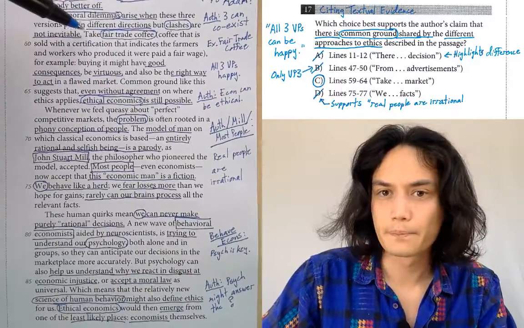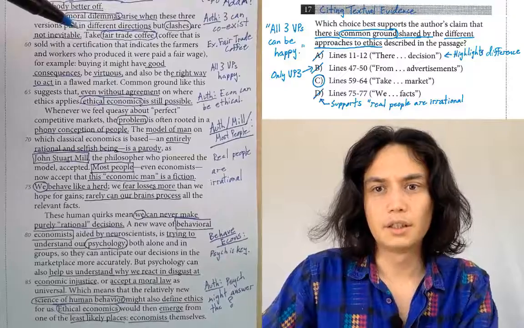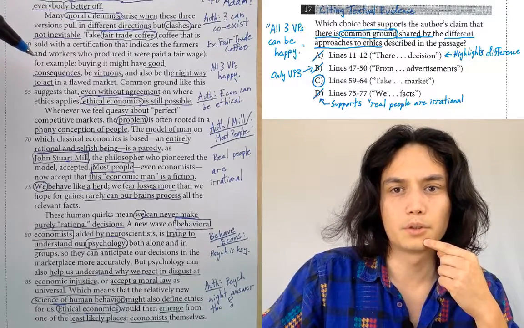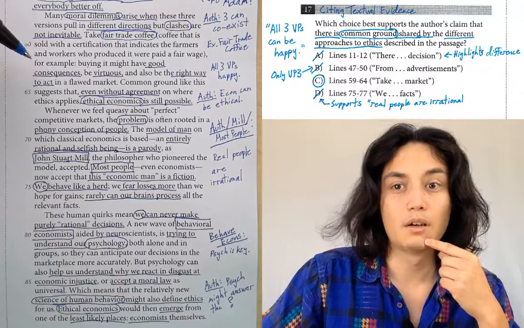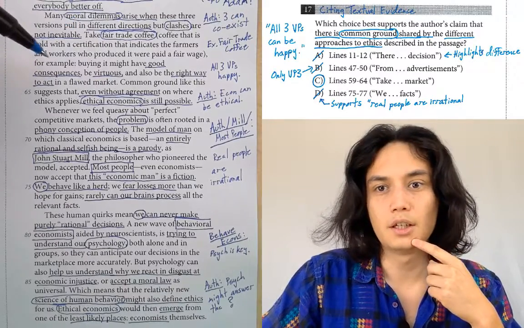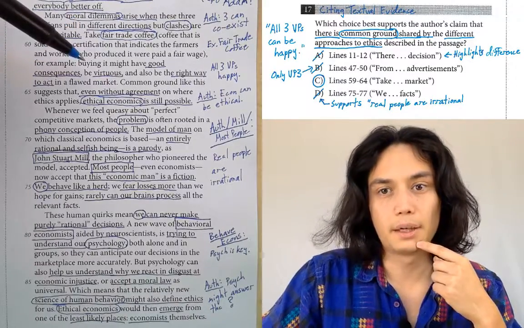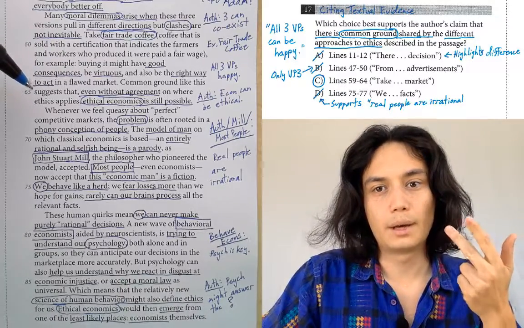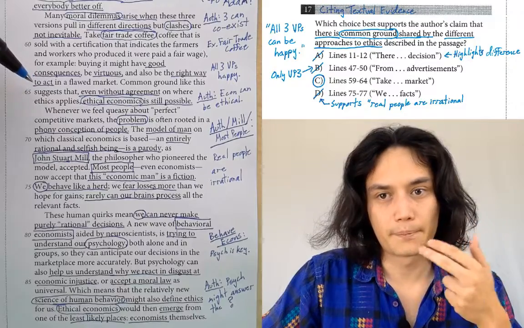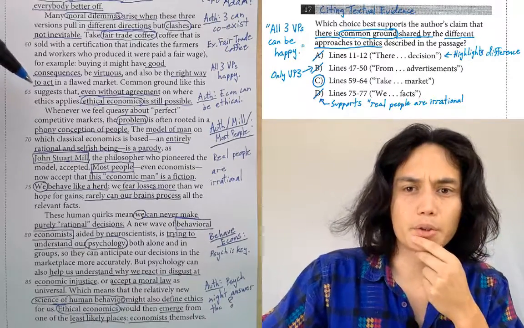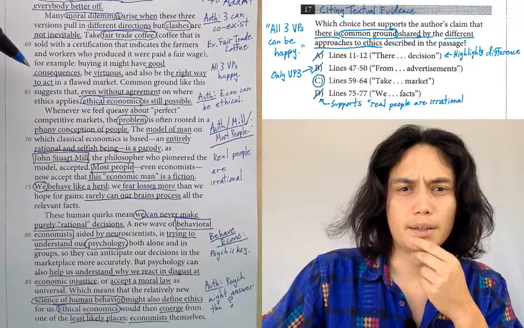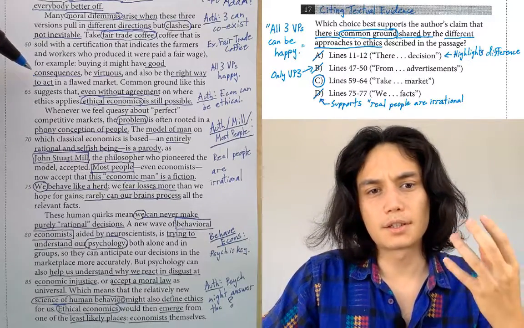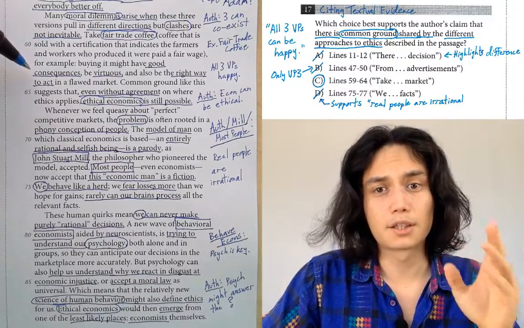All right, let's go. Take fair trade coffee, coffee that is sold with a certification that indicates the farmers and workers who produced it were paid a fair wage. For example, take fair trade coffee. Buying it might have good consequences, be virtuous, and also be the right way to act in a flawed market. I think one of the hardest parts of this question is that it's easy to think this quote doesn't say anything about common ground explicitly.